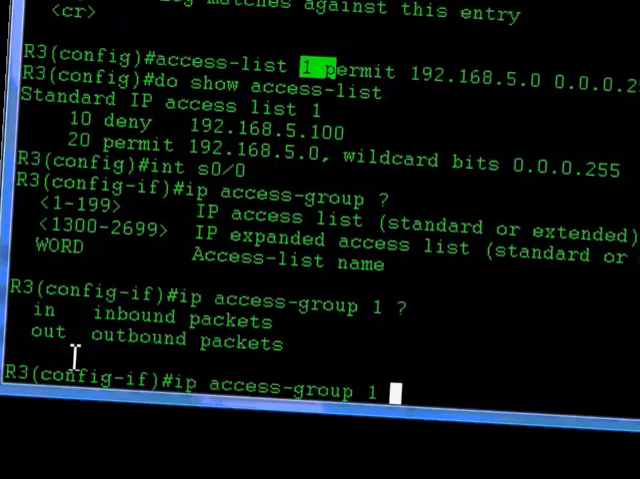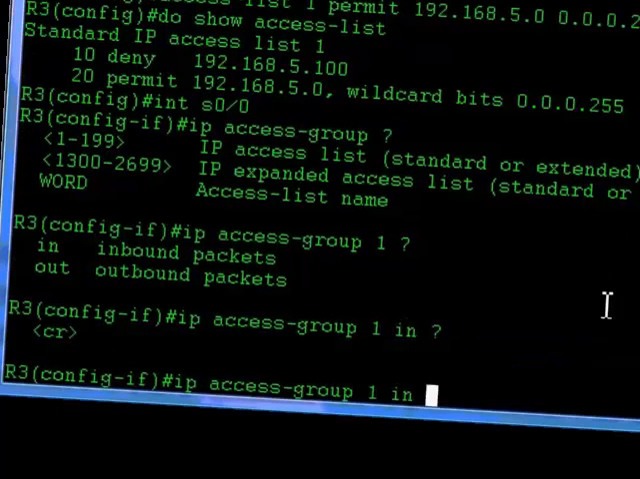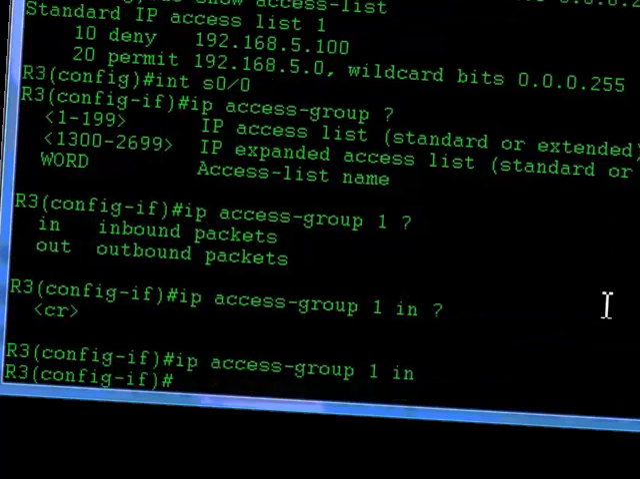So now we get asked inbound or outbound. We want inbound. So we specify in, then we hit enter. So now the access list has been applied with the strange access group command.